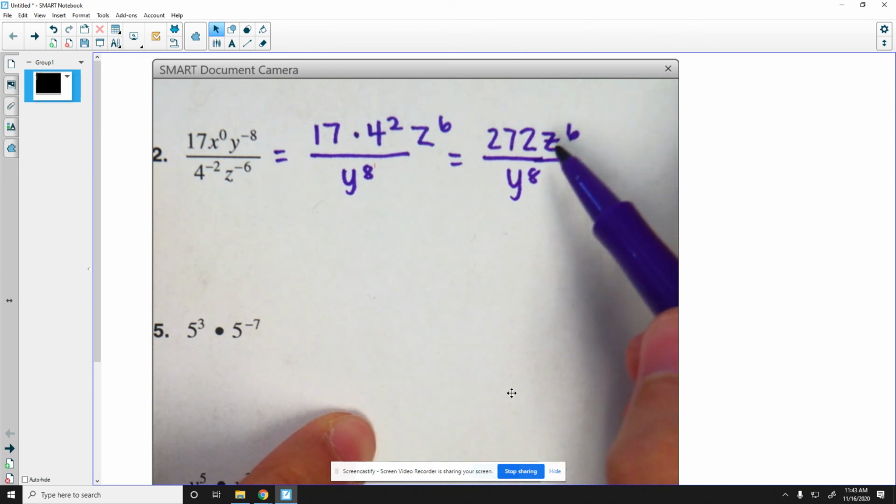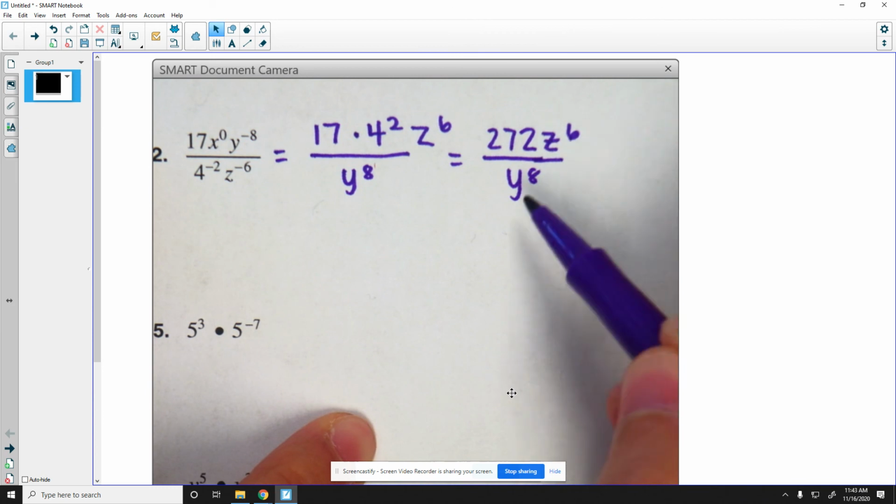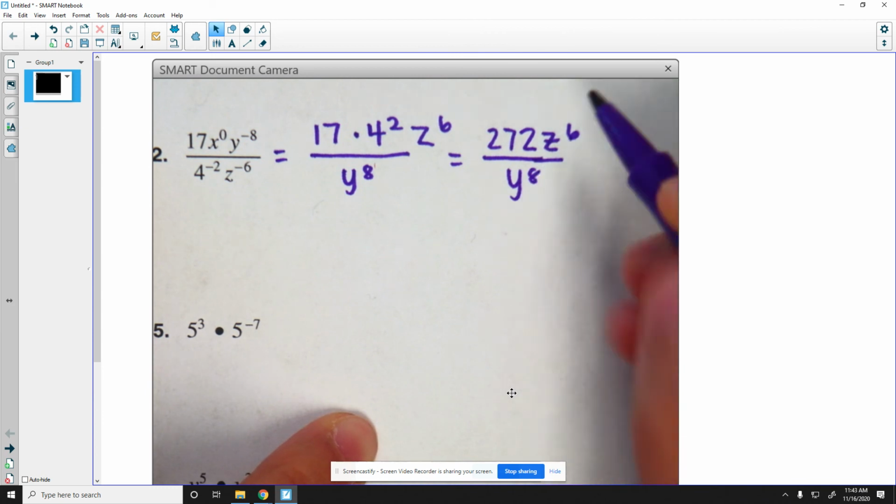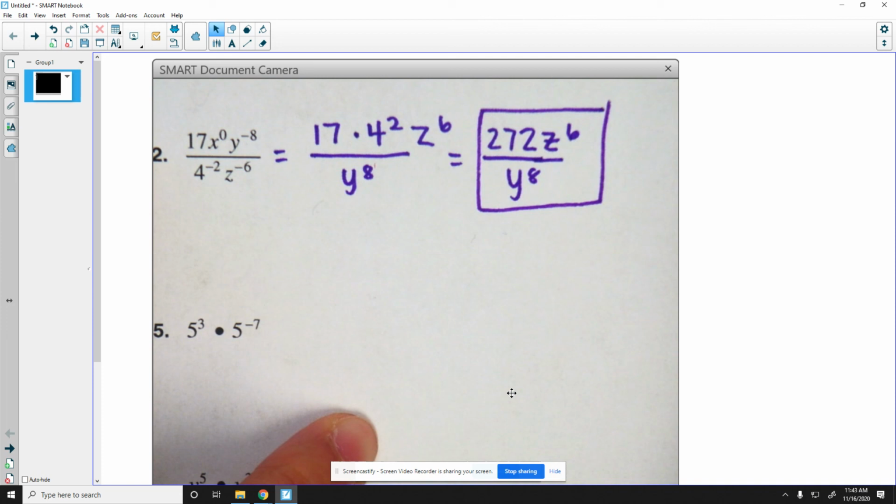No, because they're different bases, right? One's a Z and one's a Y. I can only do that if they're the same letters or the same base.